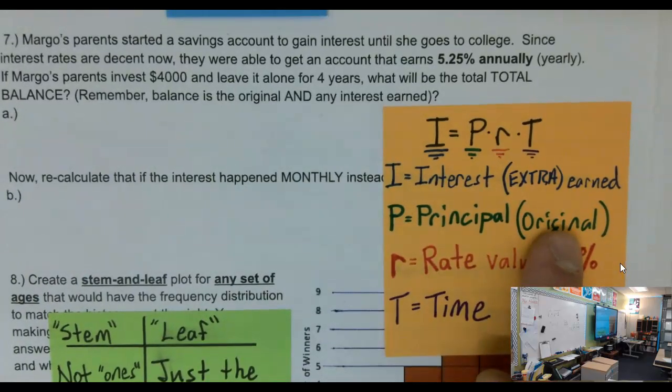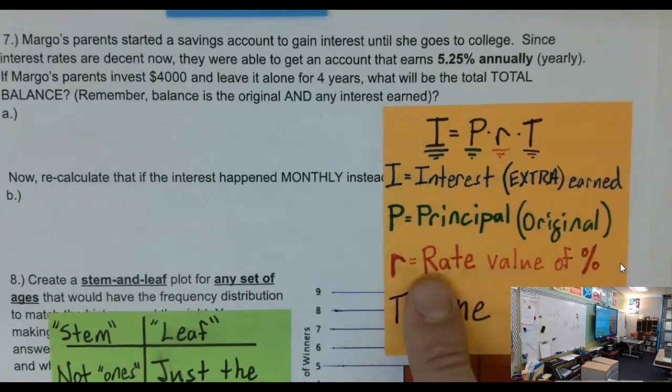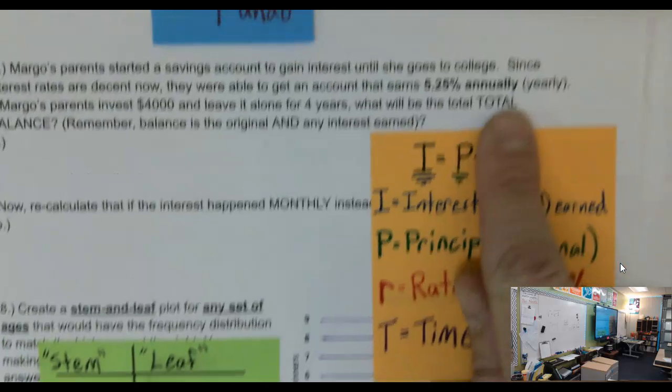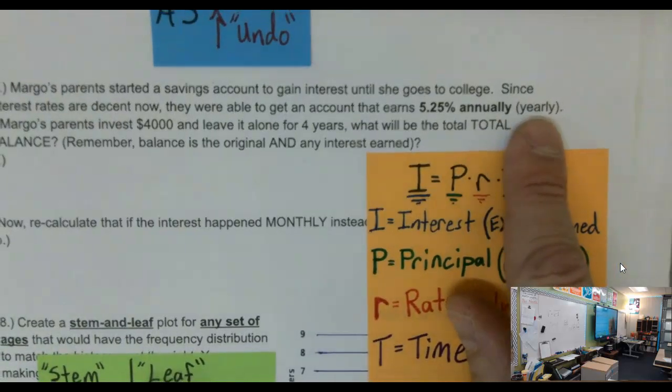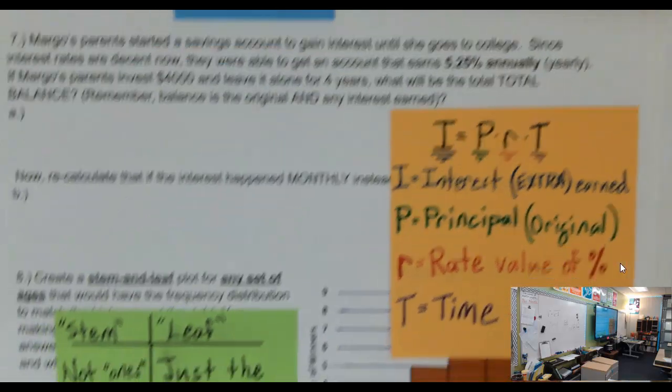Principal, original amount. Rate, value of percent. It's the decimal form of the percent. Time, whatever units you're working in. If it's months, how many months? If it's annual, that means how many years, right? Annual means yearly. Any other questions from 7?